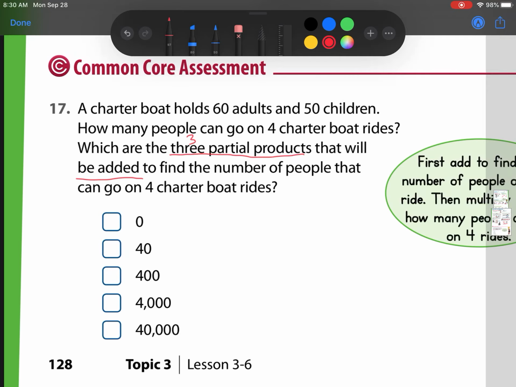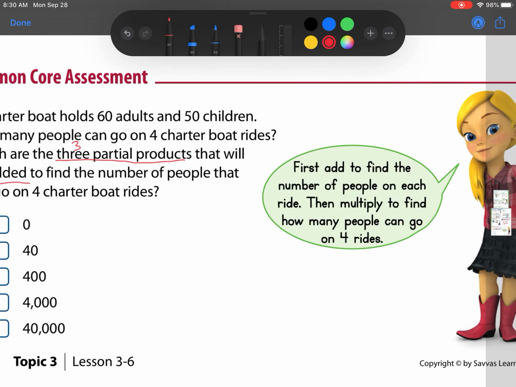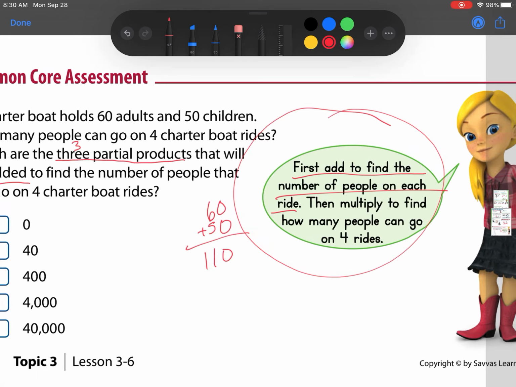So, what do we need to do here? Any ideas? Well, first, they're telling us we need to add to find the number of people on each ride. So what would that be? Well, that's going to be 60 plus 50 is 110. So if you're stuck, remember, always use these over here. And now I need to figure out what are those 4 partial products. So that means we're multiplying it by 4, since we have 4 equal groups, 4 rides. So let's see what that would be, and let's see if any of our answers match.